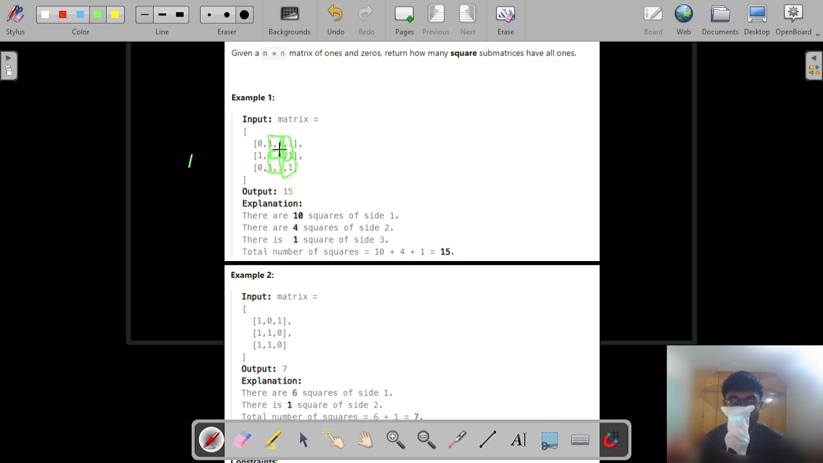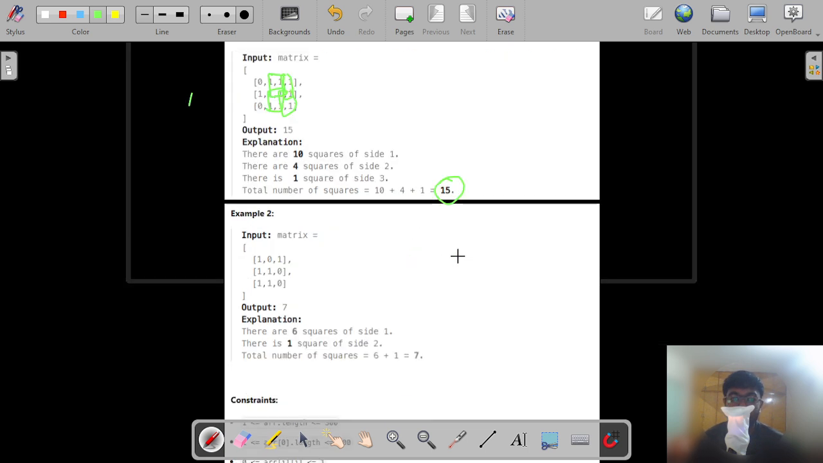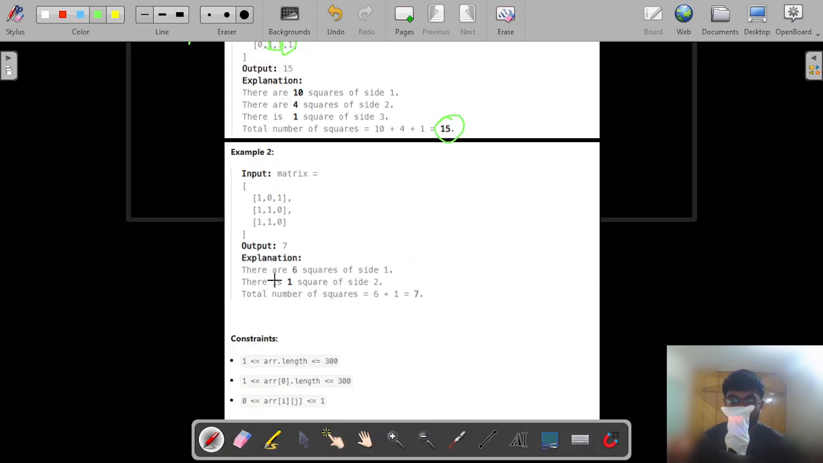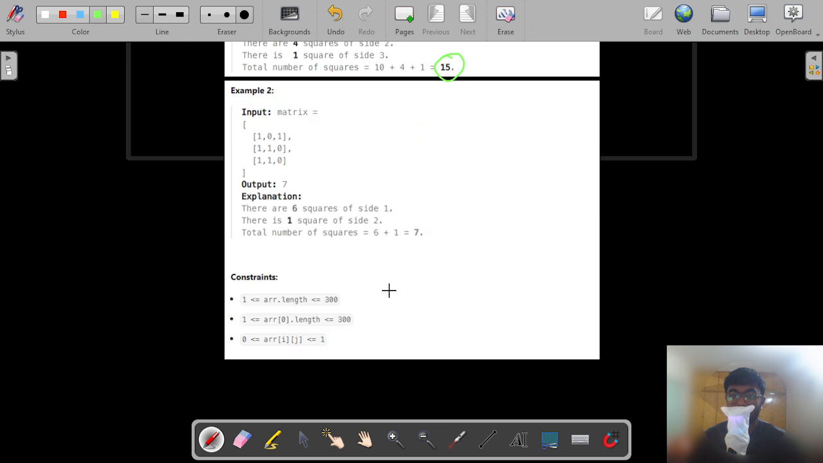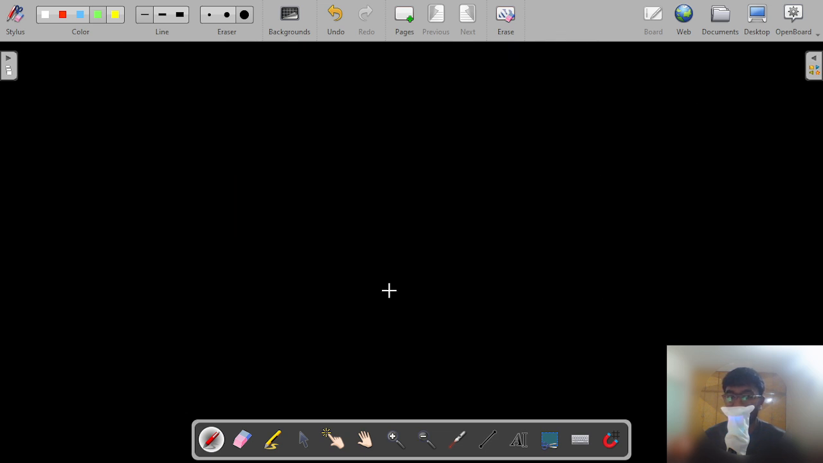And similarly 3 cross 3 we see 1. So totally we have 15 submatrices which have all ones, right? So example 2 also is more or less the same, but let us think about what we have seen with the example so far. I will walk through the example.